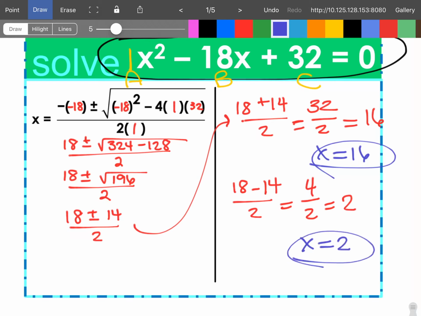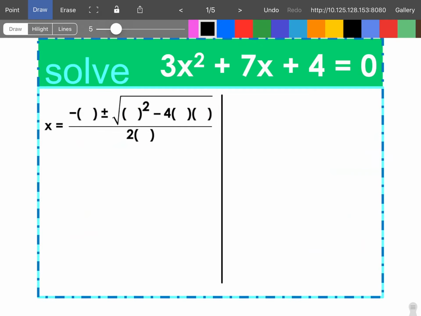Sometimes those are called solutions, sometimes they're called roots, and sometimes they're called zeros of the function. Now, just as a reminder, that is where the parabola crosses the x-axis. So it's going through at 2 and back up at 16, just so that you kind of know what that would look like. Okay, let's try the next one.